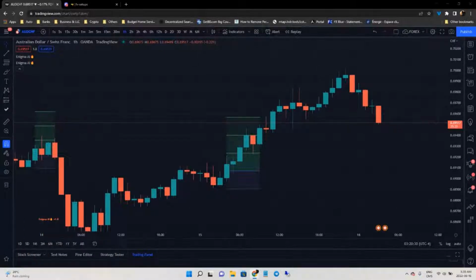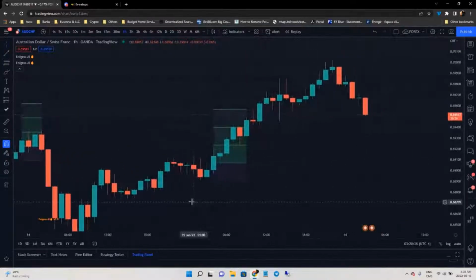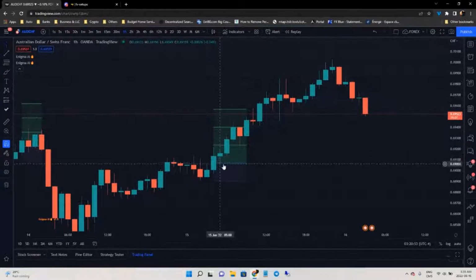Okay, so that was the setup here for this week, and that was a really great setup. Same thing as what I explained here on the CADJPY trade. This is the candle that activates the alert. Then this is the time that you enter the trade.